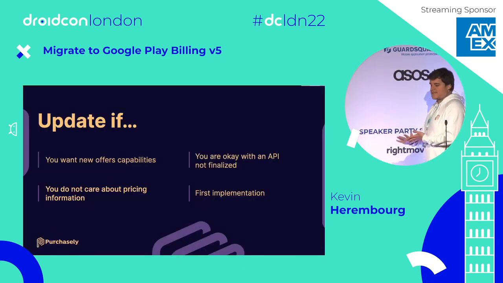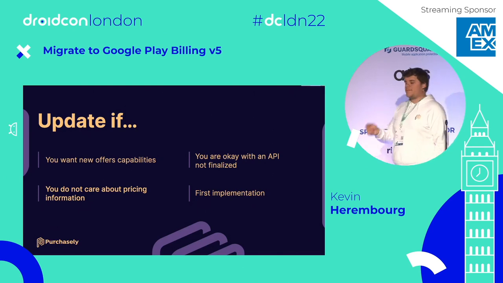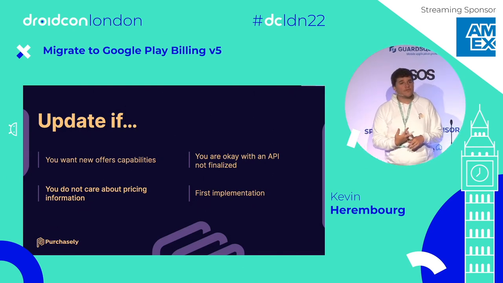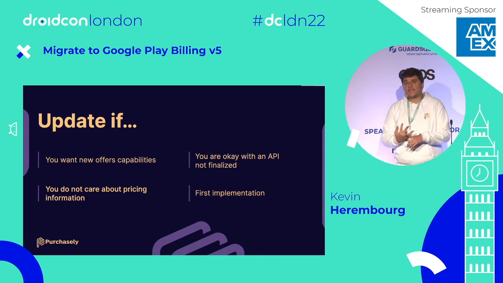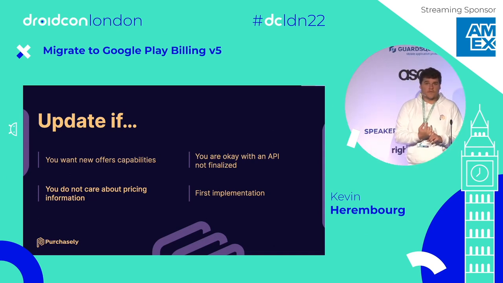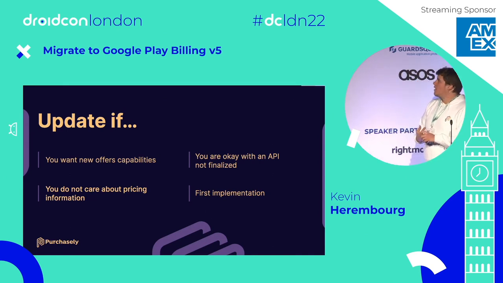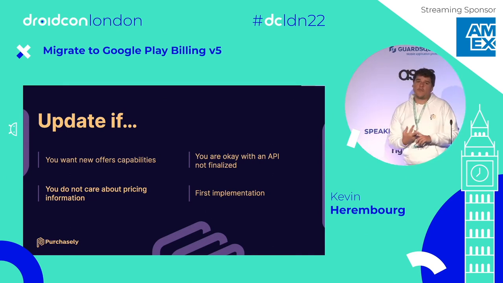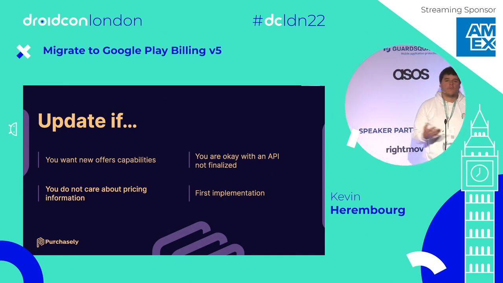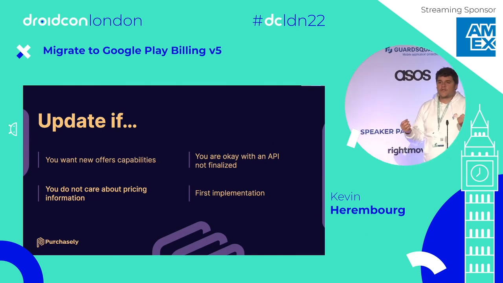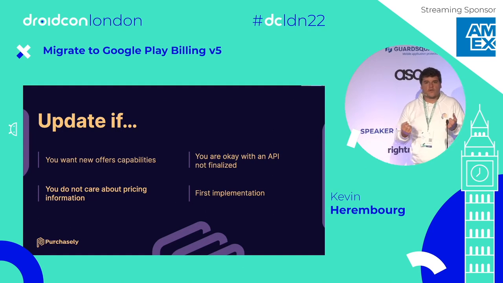So what I would suggest is only update if you want to enjoy the new offer capabilities, to offer prepaid plans to your user, to change your country availability, to have special offers for special users if you want to win them back, to prevent churn. If you do not care about the pricing information, normally a lot of developers don't really care about what the user is paying. They trust Google and don't want to have statistical information about it.